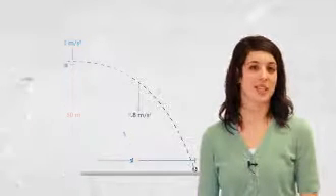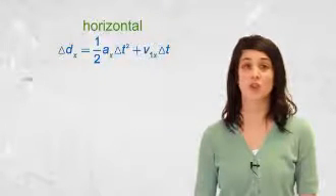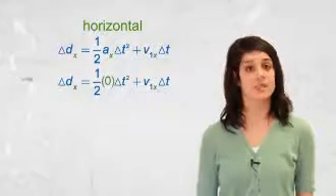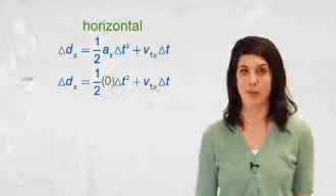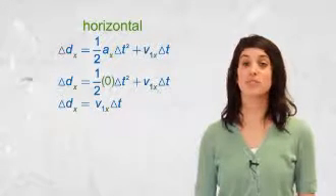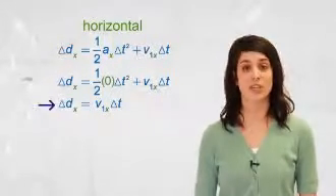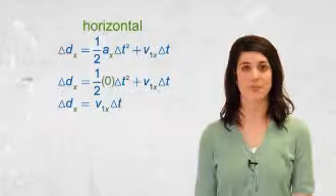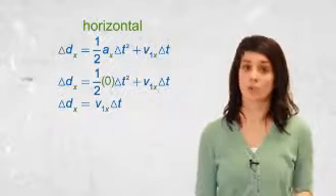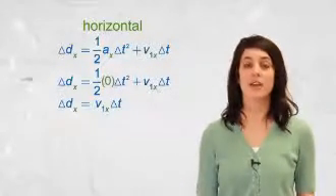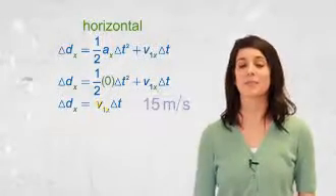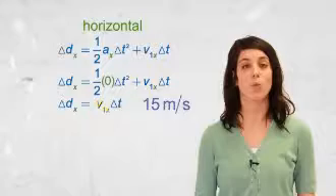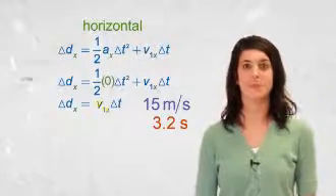Let's use that equation again. In the horizontal component, there's no acceleration since gravity only works in a vertical direction, so we can cancel that part of the equation. We're left with the distance, d, in the horizontal direction, which we want to find out, the velocity of the ball in the horizontal direction right after I kicked it, v sub 1x, which I know, and the time, t, that it took the ball to hit the ground, which we just figured out. Let's plug in those numbers.